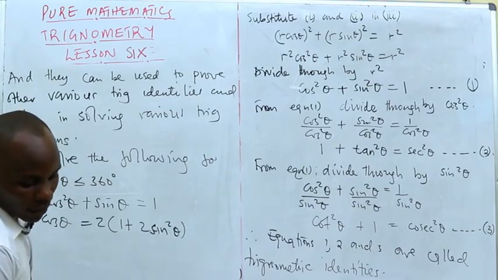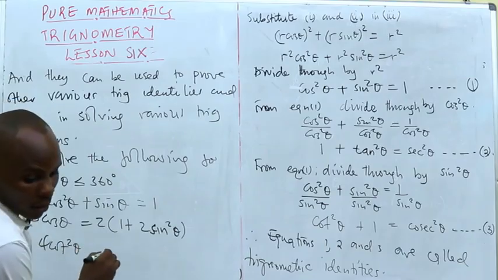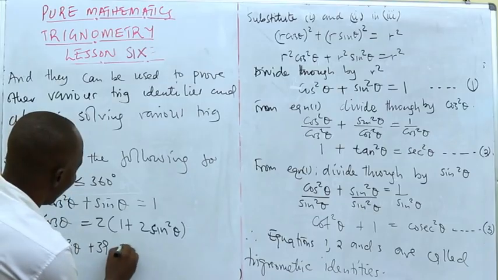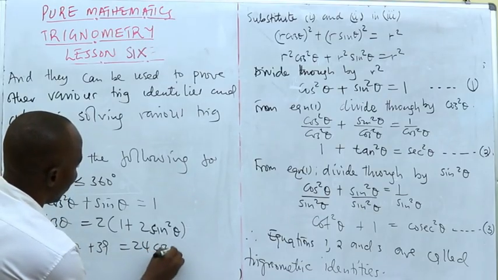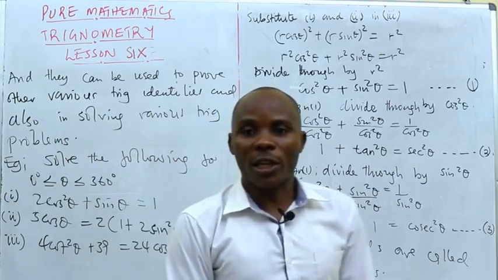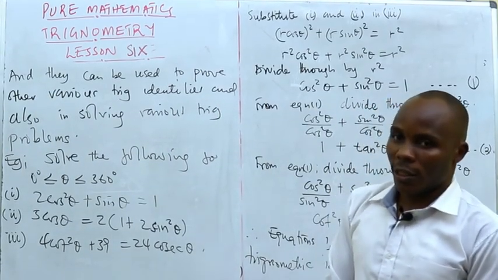4 cot squared theta plus 39 is equal to 24 cosec theta. We can pick it up from there in our next lesson.